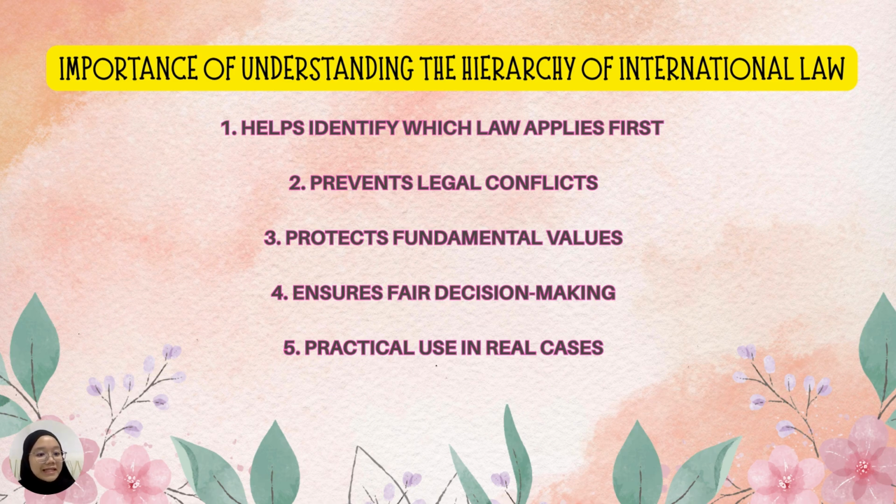Second, to prevent legal conflicts, which means that the hierarchy helps avoid contradictions between treaties, custom, and other rules. This ensures consistency and fairness in international decisions. The third one is to protect fundamental values. At the top of the hierarchy are jus cogens norms, rules like prohibiting genocide or slavery, which no state can break. So this protects the global moral and legal order.